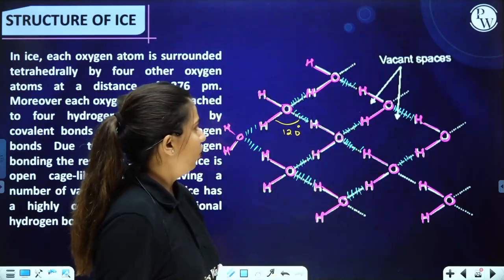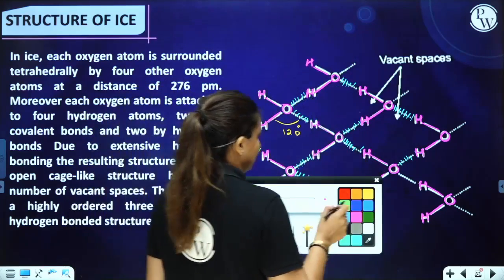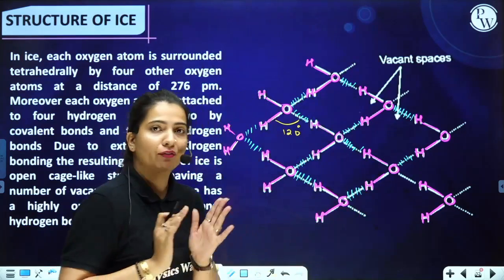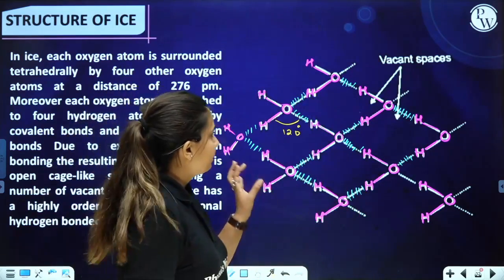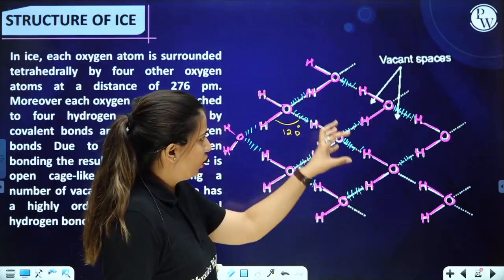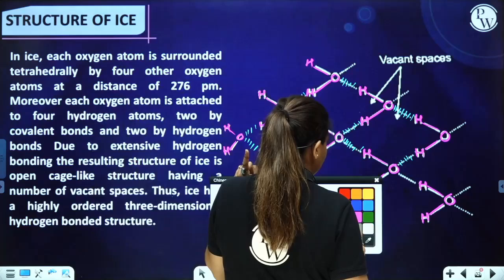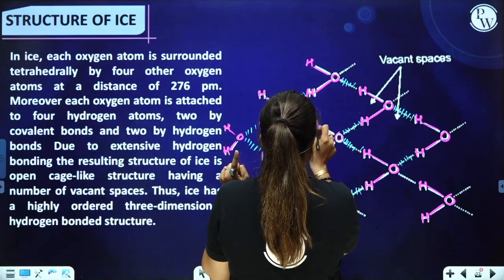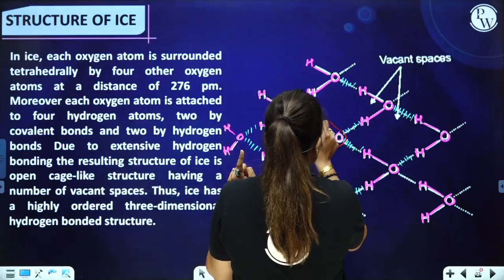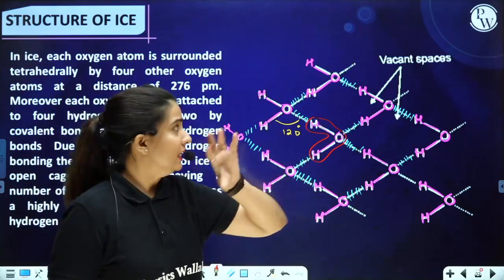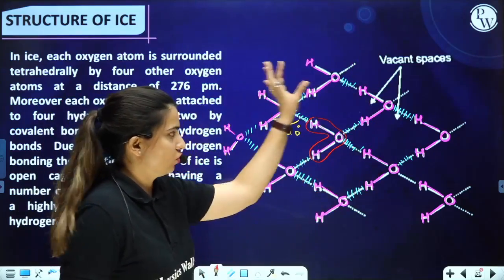Okay, now what is happening over here? Listen very carefully, everyone: this structure of ice has one water molecule in the middle, and the rest of the water molecules are present along the sides of this cage. This is known as a cage.